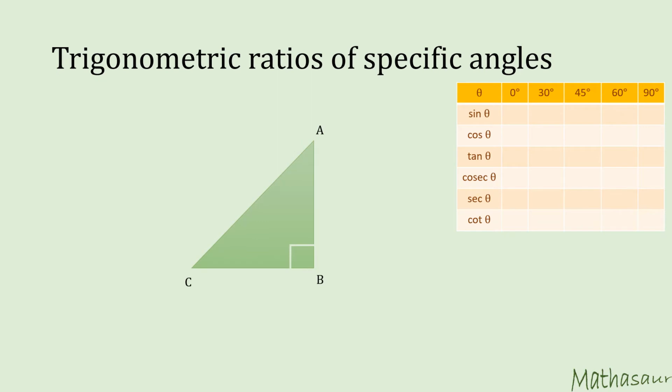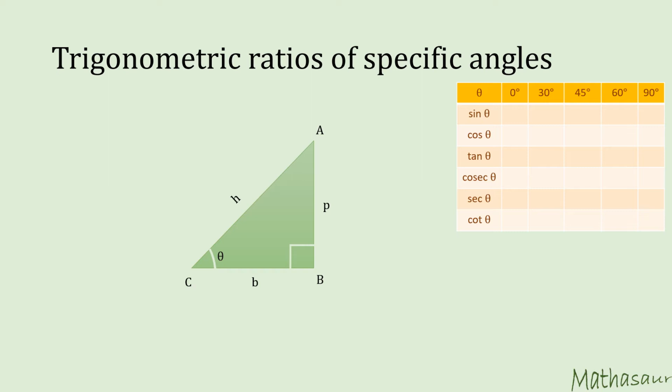Let us take a right triangle ABC, right angled at B. Let angle C be theta. Now, if angle C is theta, then the side opposite theta would be called the perpendicular or small p. The side adjacent to theta would be called the base or small b. Let us call the hypotenuse as small h. Now let us look at the first angle, 0 degrees.